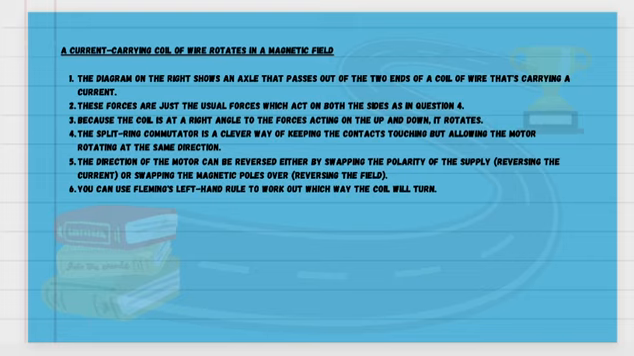rotates. The split ring commutator is a clever way of keeping the contacts touching but allowing the motor to rotate in the same direction. The direction of the motor can be reversed either by swapping the polarity of the supply, reversing the current, or swapping the magnetic poles over, reversing the field. You can use Fleming's left-hand rule to work out which way the coil will turn.